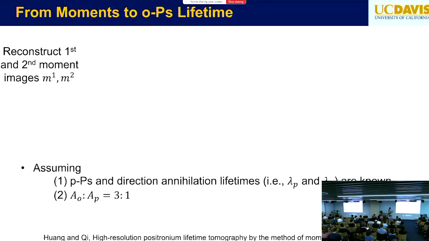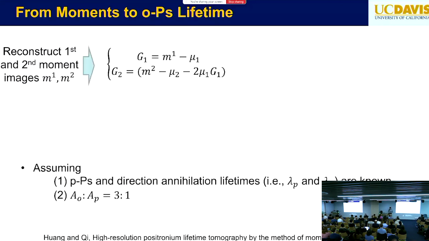Here, if we make further assumptions, just assume the lifetimes of the direct and para-positronium annihilation are known, because they are very short and less affected by the tissue environment, we can consider those as known, pre-estimated. Also the ratio between ortho-positronium and para-positronium based on spin statistics is a 3-to-1 ratio. Once we fix those two, there are only two unknowns we need to estimate: one is the ortho-positronium lifetime, the other is the fraction. So we only need two moments. We get the first and second moment images. So remember, the first is the average lifetime.